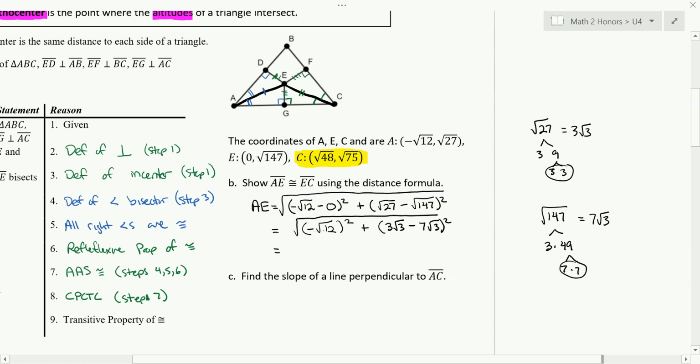So the square root of negative square root of 12 squared: negative times negative is positive, and the square and the square root kind of undo each other. So you just get 12 plus, and we could subtract these now, 3 minus 7, that's a negative 4 root 3. We haven't squared it yet, so we still need to put it in parentheses with the square, and all this is still underneath the square root sign. See if you could finish that off.